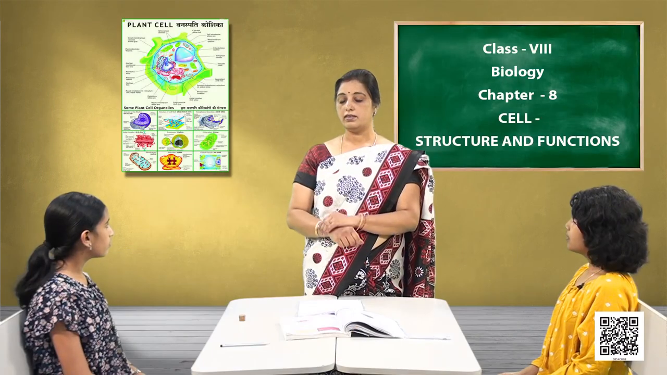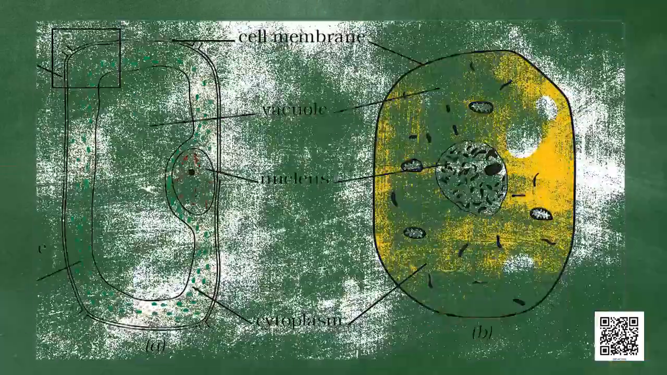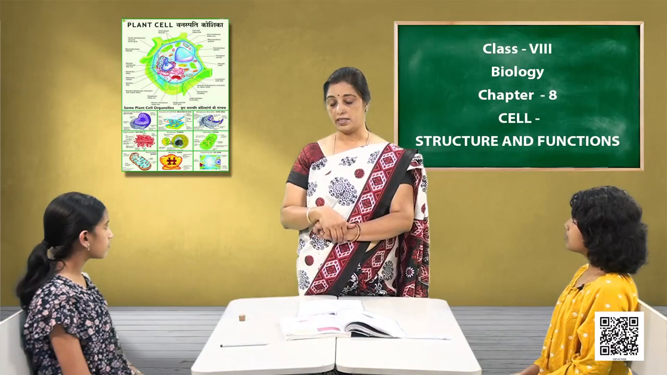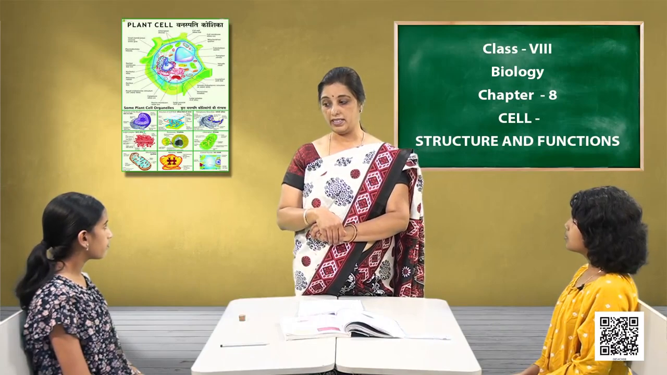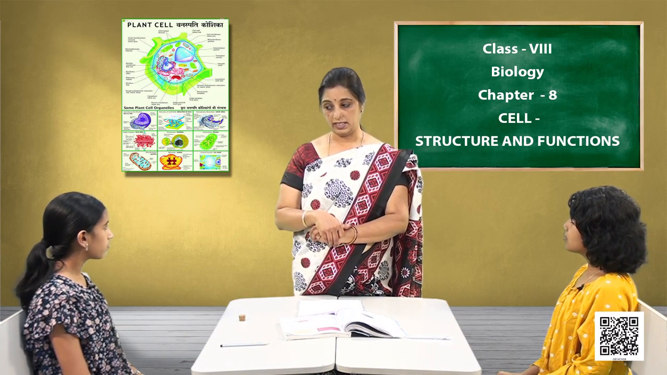Ma'am, in all the cells I have noticed that there is a dot-like structure in the middle. What is that? The dot-like structure which you find in many cells you observe, something present somewhere near the center. That structure is called the nucleus. It's the main component of any cell which will control the function of a cell.